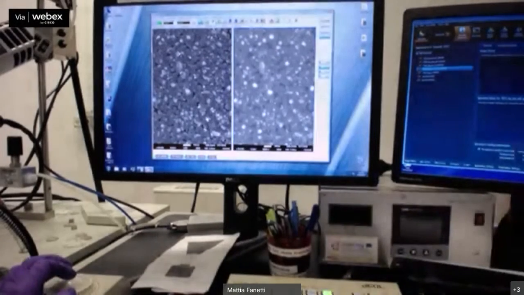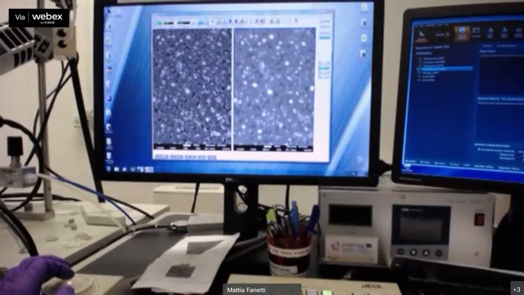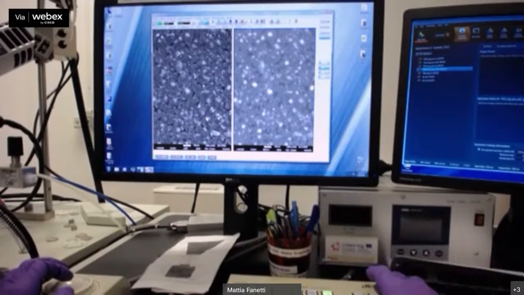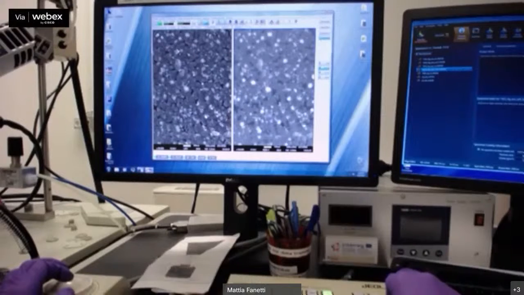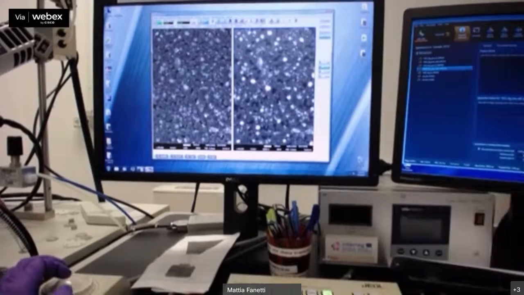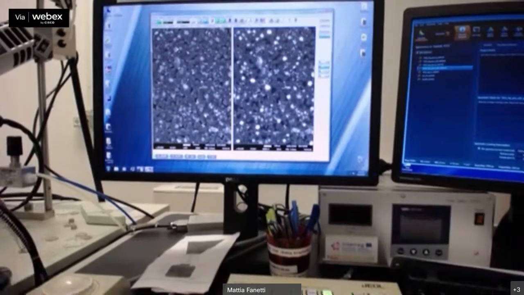Okay, so these are the two signals collected in parallel. Now I will acquire a picture, a bit more counted, so you can see the difference. Let's regulate the contrast a bit better. Now I can show you a picture.